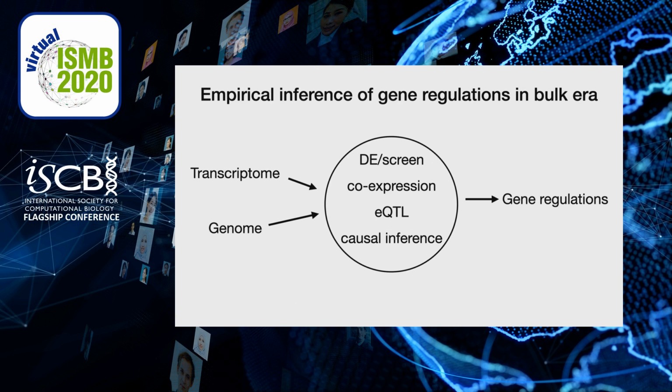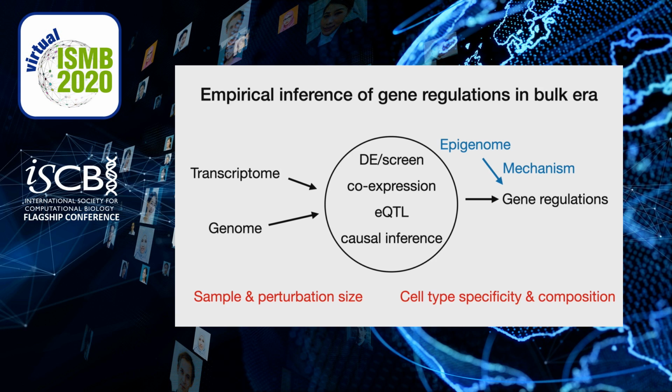So if you start from the bulk area and think about inferring gene regulations from empirical evidence, you typically start from transcriptome data, sometimes also with the genome, to look at questions like differential expression, co-expression, eQTL, and causal inference to look for gene regulations. However, these are merely empirical evidence, but don't tell you why and how the gene regulations happen. For that, you need to use other data types like epigenomics.